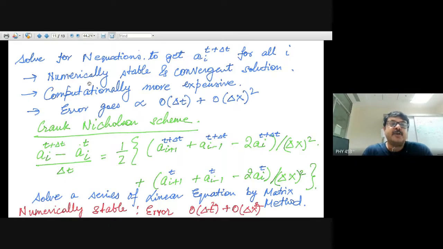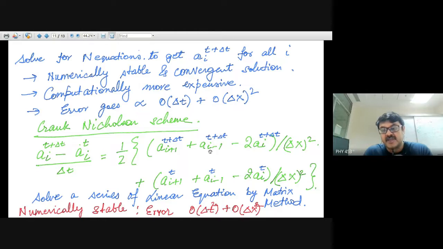So this is numerically stable and it has a convergent solution. It is, however, computationally more expensive. And even for this, the error goes as O of delta t and delta x whole square. You have also the Crank-Nicolson scheme, which is even better, but it comes at a cost, of course. The left hand side of the equation is identical to what was before, but on the right hand side of the equation, what you are doing while calculating gradients is take a mean.